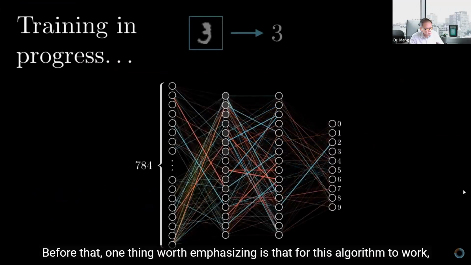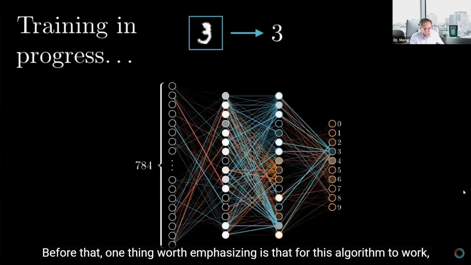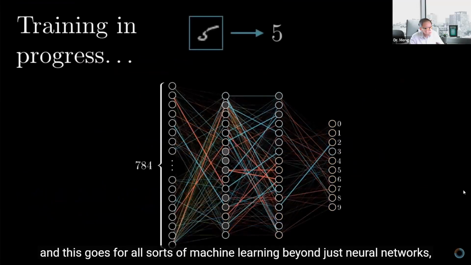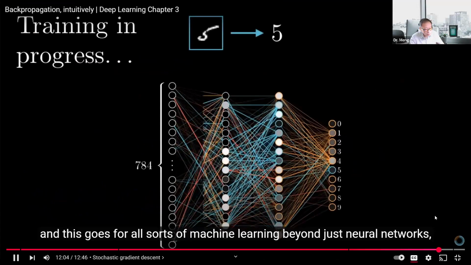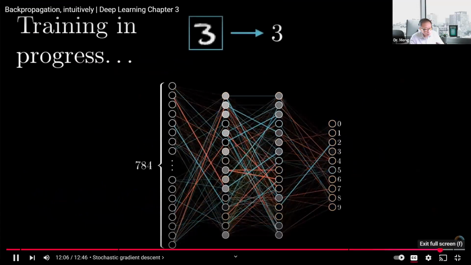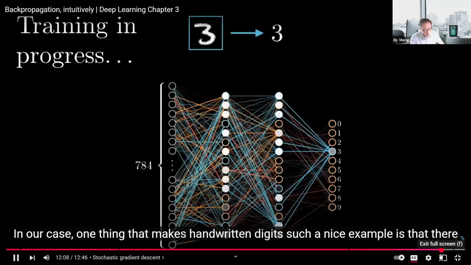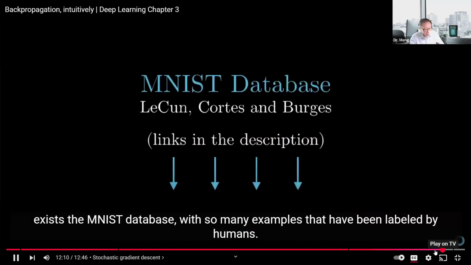Before that, one thing worth emphasizing is that for this algorithm to work, and this goes for all sorts of machine learning beyond just neural networks, you need a lot of training data. In our case, one thing that makes handwritten digits such a nice example is that there exists the MNIST database.